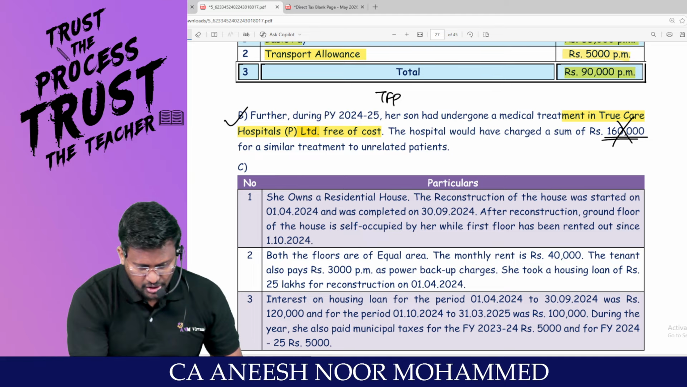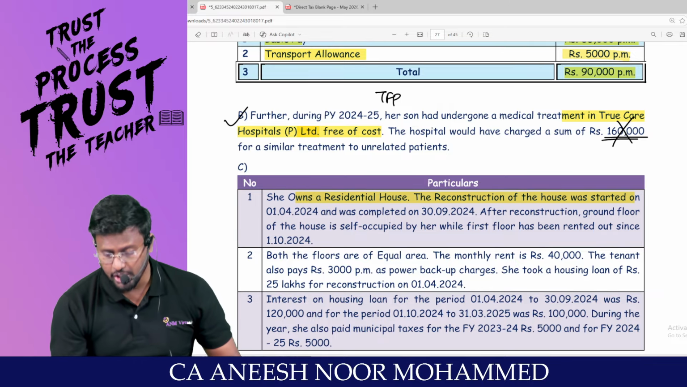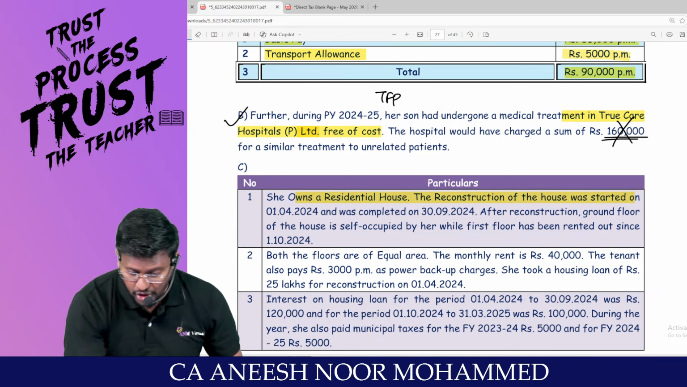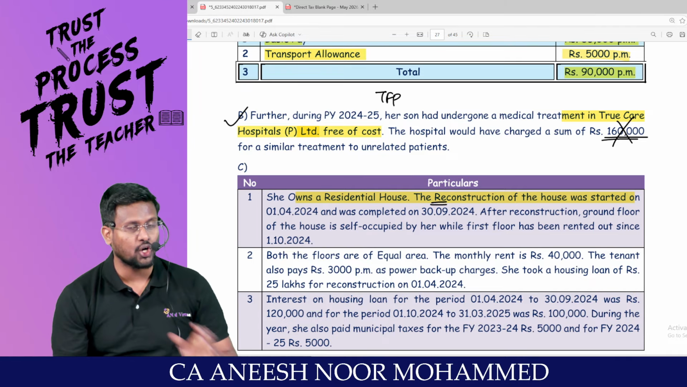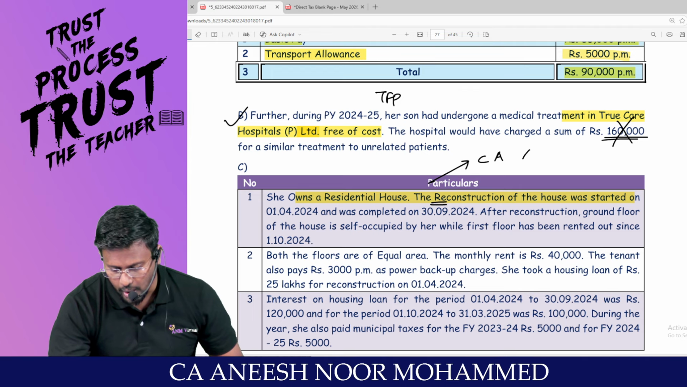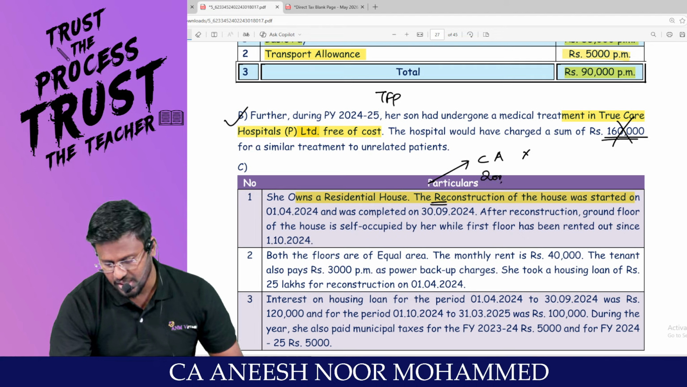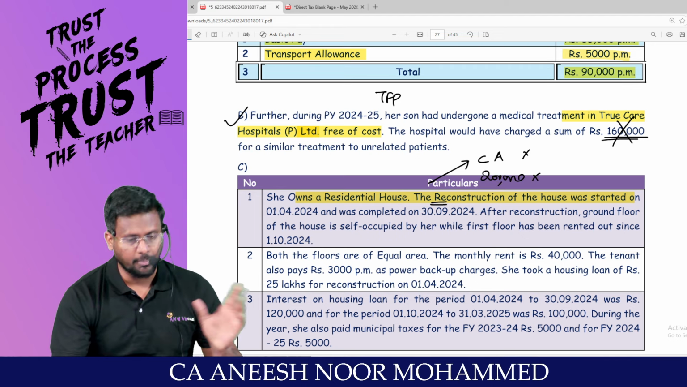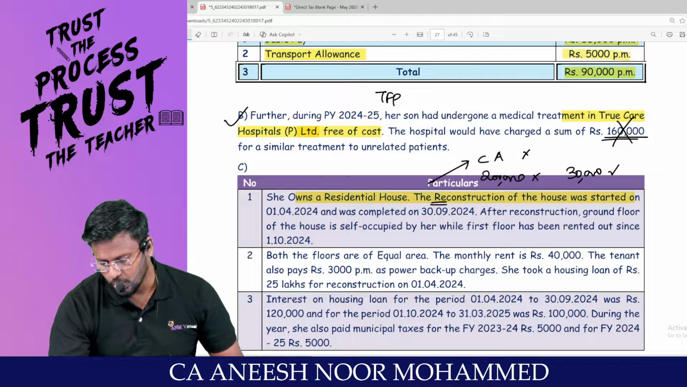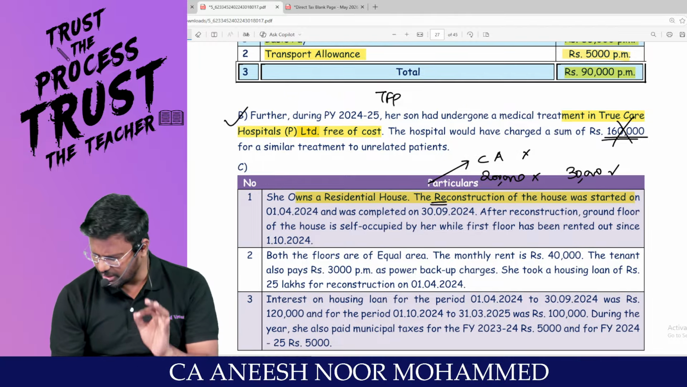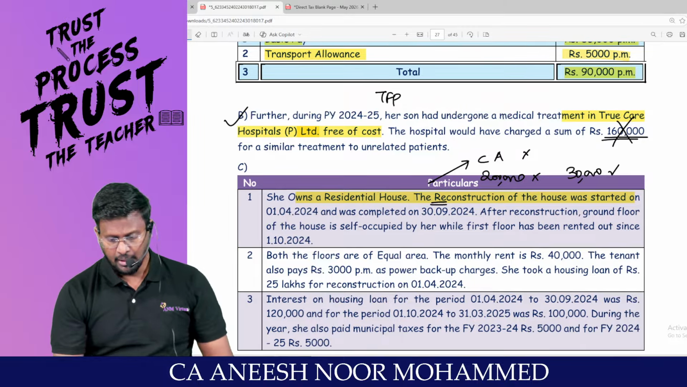She owns a residential house. Okay, sir. The reconstruction of the house. The reconstruction, it's not construction or acquisition. That means the maximum higher limit of 2 lakh cannot be claimed. Maximum 30,000 can only be allowed. One word creates this much of provision.